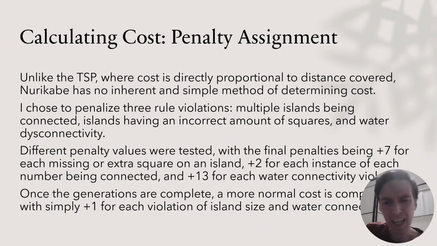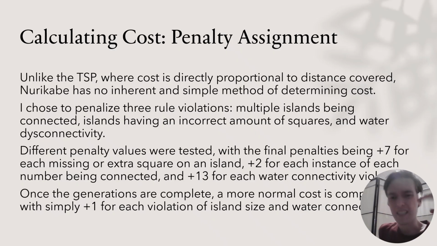So let's say an island is missing three squares that it should have. Well, we add +7 for each block it's missing, or if it has too many, +7 for that. And then if there are ones connected, every time there are two number squares as part of a single island, we add +2 to the cost, and then also +13 to the cost for each disconnected body of water more than there should be. So there should be one, but if there's a second area that's disconnected, then that's +13 to the cost, and then +13 again if there's yet another one, and so on and so forth.